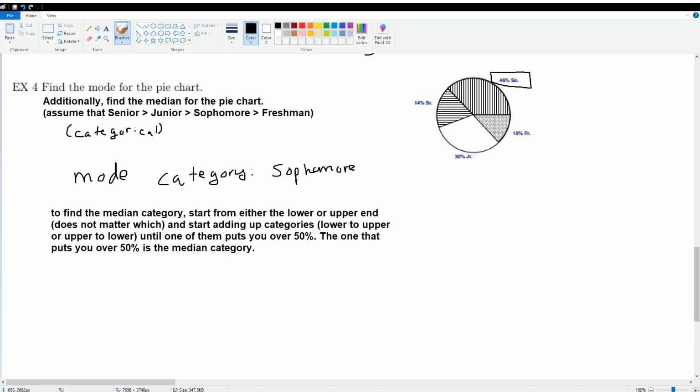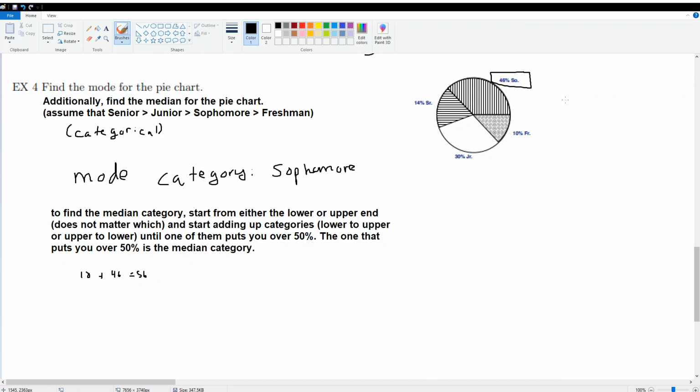I'm going to show that in action. I'm going to show how no matter which end you go from here, you're going to get the same median category. Let's start from the lower end, our 10% freshmen. If we start from the lower end, 10%, that's nowhere close to 50. It's not going to be the freshmen. Now let's add the sophomores. So freshmen plus sophomores, 10 plus 46 is equal to 56. That means a majority of the students are freshmen or sophomores. So we know one of these two has to be the median. Which one? The sophomores, because that's what put us over the top. So, going from the lower end tells us sophomores.